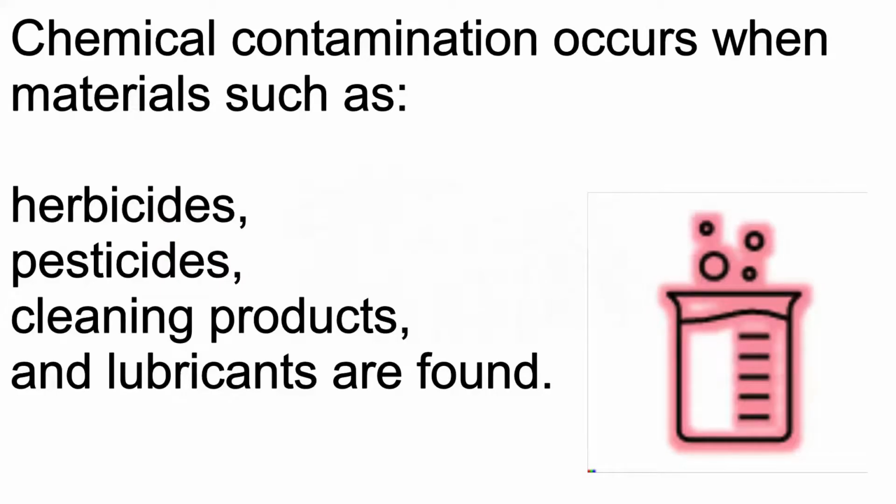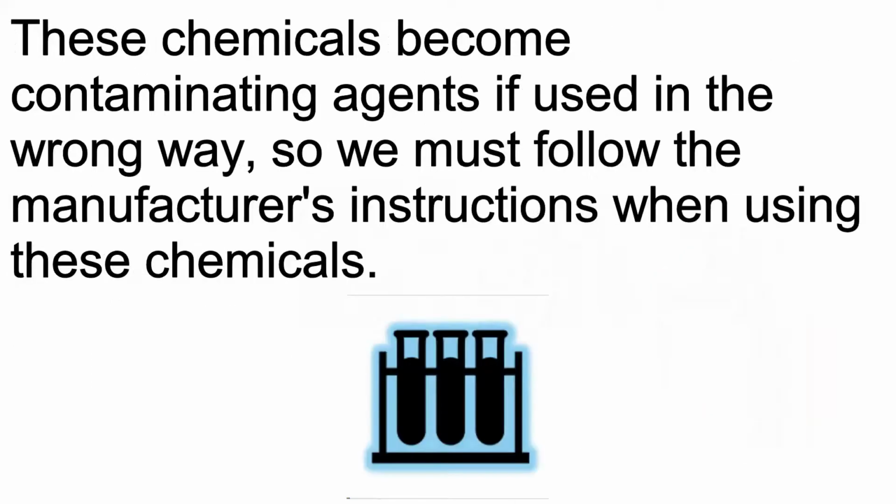Chemical contamination occurs when materials such as herbicides, pesticides, cleaning products, and lubricants are found. These chemicals become contaminating agents if used in the wrong way, so we must follow the manufacturer's instructions when using these chemicals.